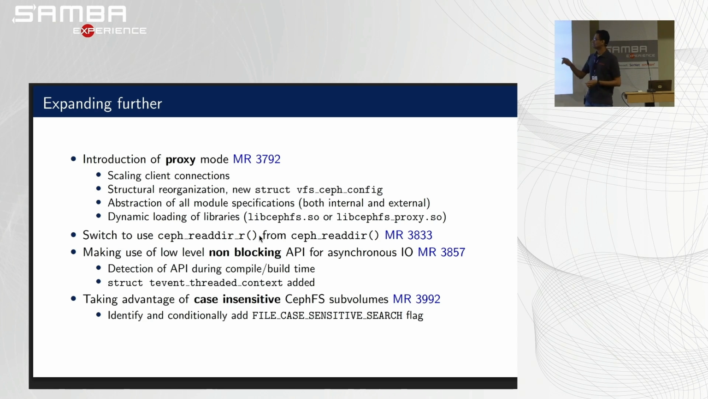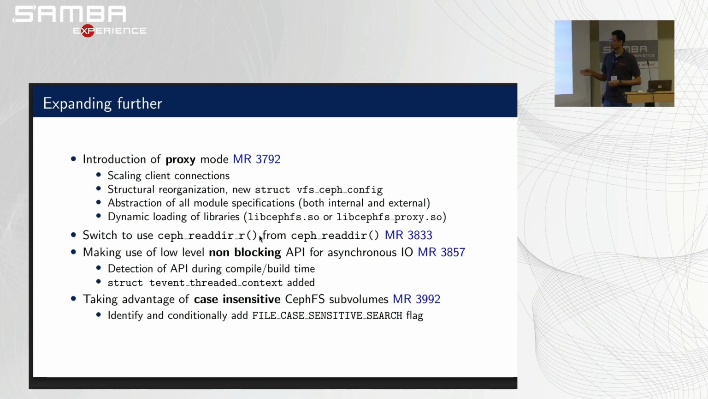And we had a switch to use Ceph readdir_r, which is a re-entrant version of readdir, which has correspondence to the normal readdir and readdir_r functions, APIs. And we added the non-blocking APIs to support the asynchronous API, asynchronous I/O. They are detected during compile time, and some structures for tevent management were also added to that VFS config.